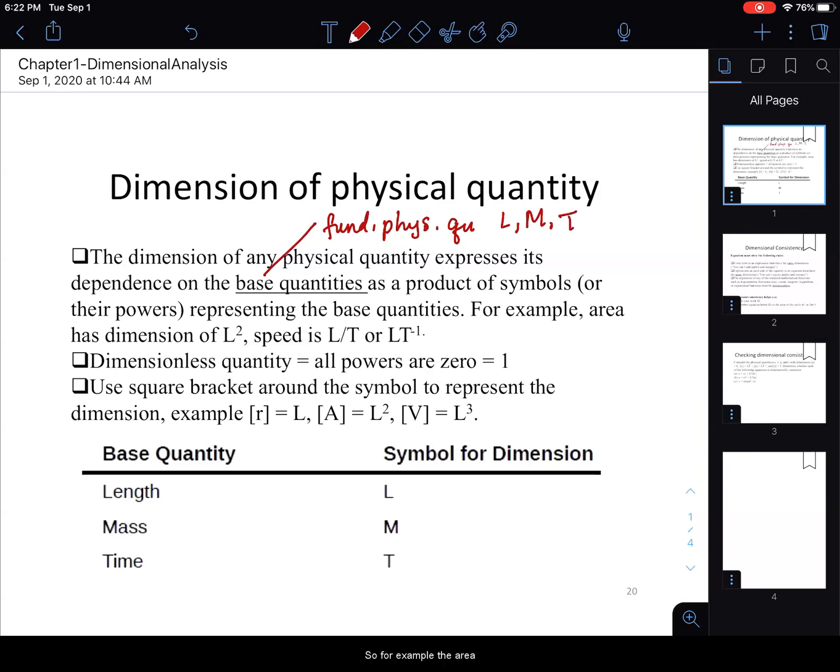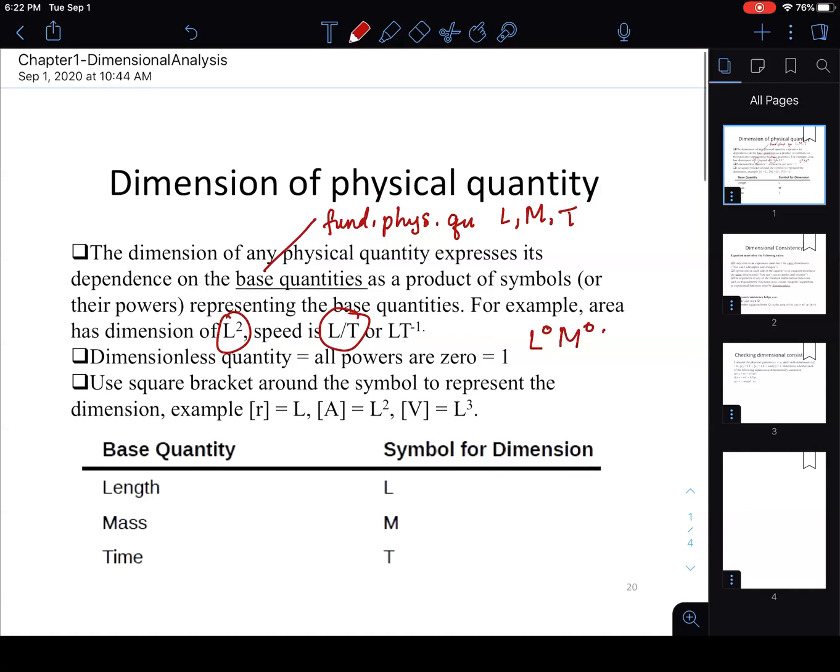For example, area would have the dimension of length squared, and speed, like miles per hour, would have the dimension of length per time. When we talk about a dimensionless quantity, you can think of it as L to the 0 power, mass to the 0 power, and time to the 0 power. A quantity to the 0 power is just 1, so a dimensionless quantity is a number.